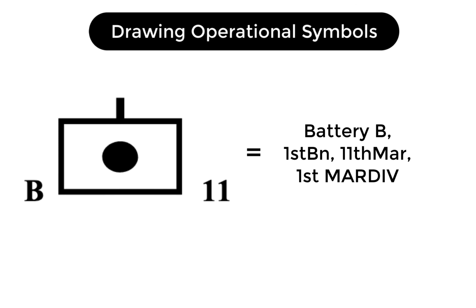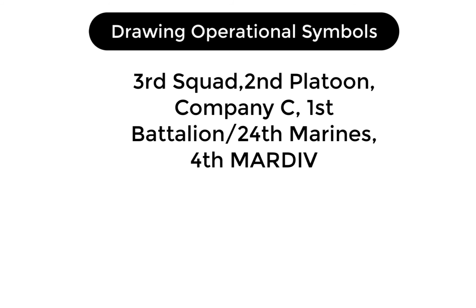Now that we know how to construct the geometric form and indicate the size and type of unit, we must learn how to identify the specific unit by number and letter designators. This can be accomplished in a step-by-step procedure using all the information presented to this point, including our knowledge of the organization of the Marine Corps. So let's draw the symbol for 3rd Squad, 2nd Platoon, Charlie Company, 1st Battalion, 24th Marines, 4th Marine Division.